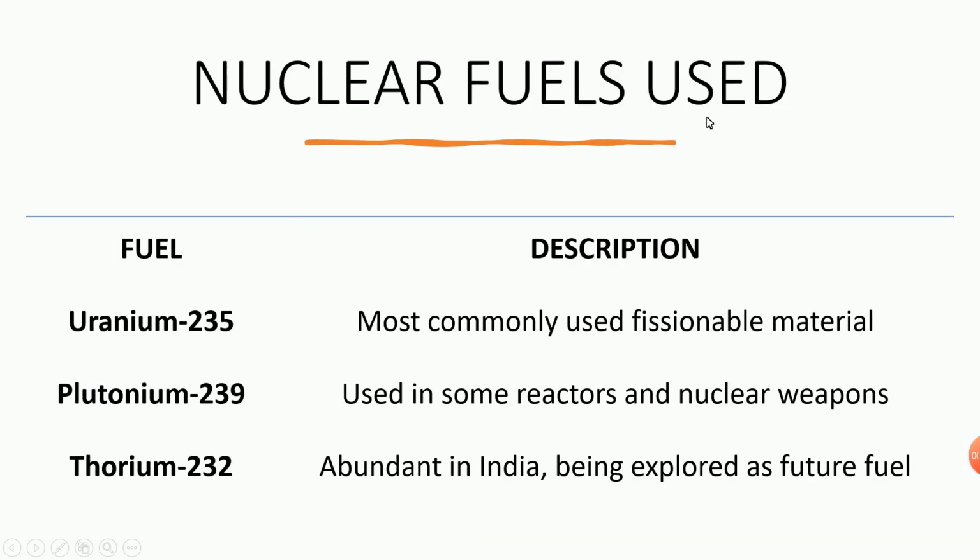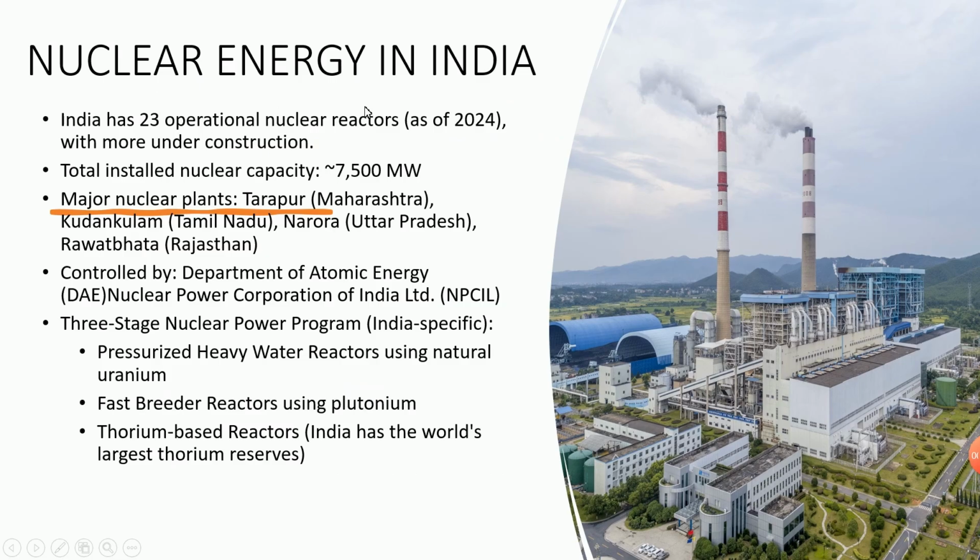So where are nuclear fuels used? If you look, there are three. First, uranium 235, plutonium 239 and thorium 232. Of these, thorium 232 is abundant in India, being explored as future fuel. So nuclear energy in India: there are 23 operational nuclear reactors as of 2024 with more under construction. Total installed nuclear capacity is approximately 7,500 megawatts.